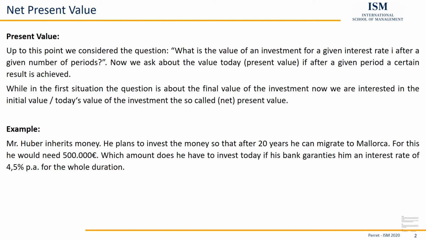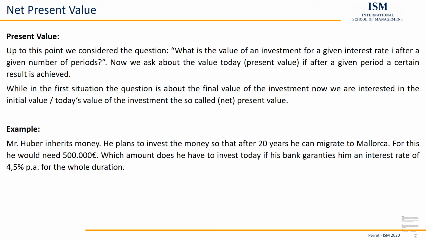So here we have Mr. Huber who inherits some money. He wants to invest the money so that after 20 years he can migrate to Mallorca. For this he would need 500,000 euros. Which amount does he have to invest today if his bank guarantees him an interest rate of 4.5% per year for the whole duration, so for the whole 20 years?